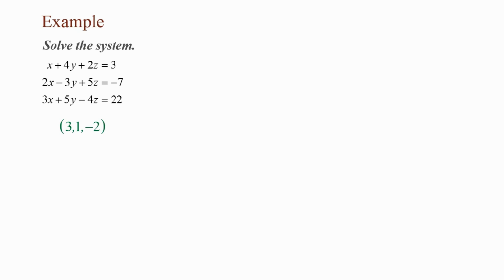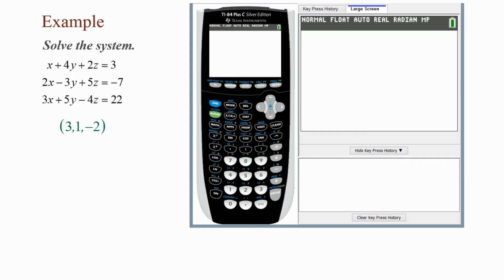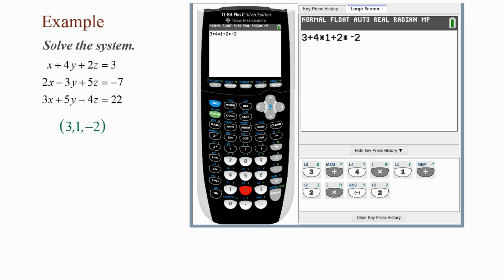So my answer is 3, 1, and negative 2. I can check my answer by substituting into the original equation. So for my first equation, I have x plus 4y plus 2z equals 3. X is 3 plus 4 times y, which is 1, plus 2 times z, which is negative 2. Enter, and we get 3, which is what we should have.